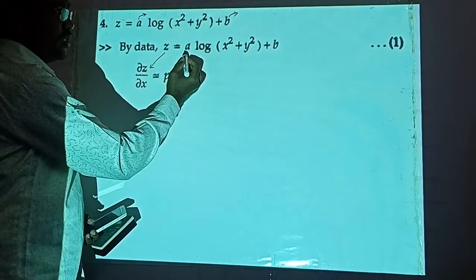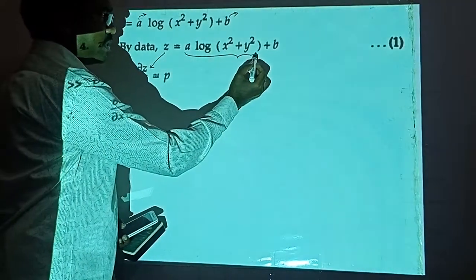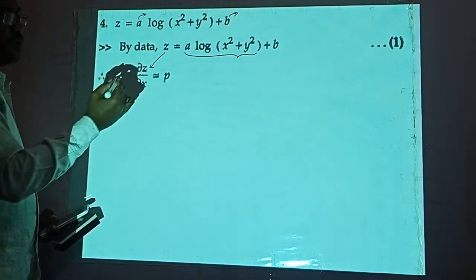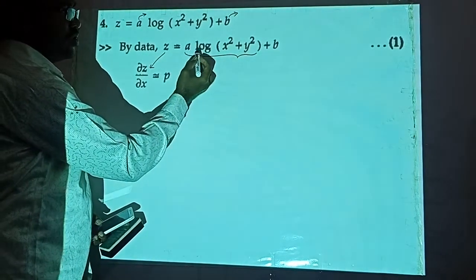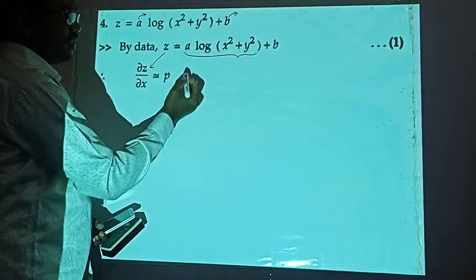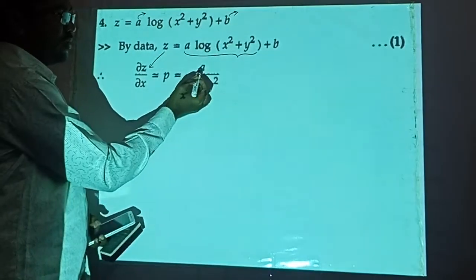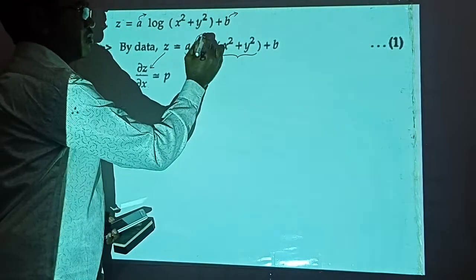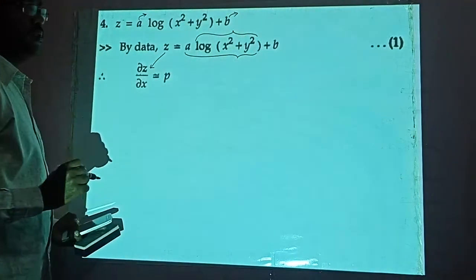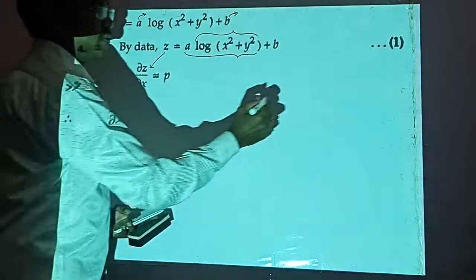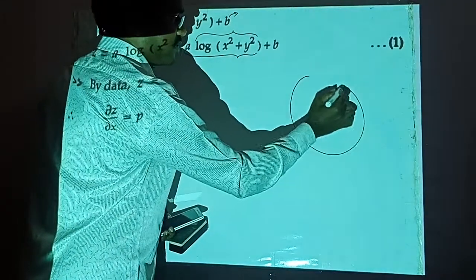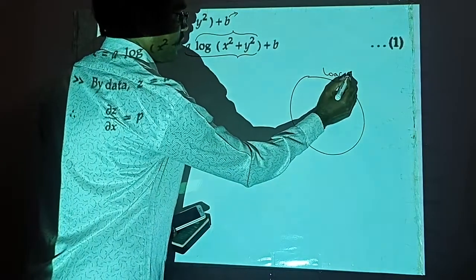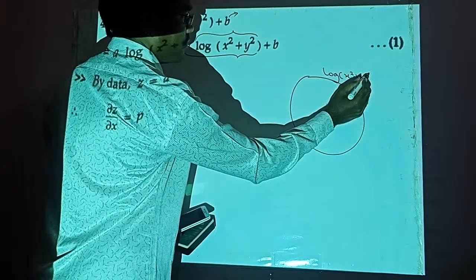Now let us differentiate this with respect to x. Now this is of the form, this function. Anyhow, this a is constant. We write a as it is. We keep a as it is. What about this? This is a function of a function. So here, this is function of a function. Here we have log of x square plus y square.